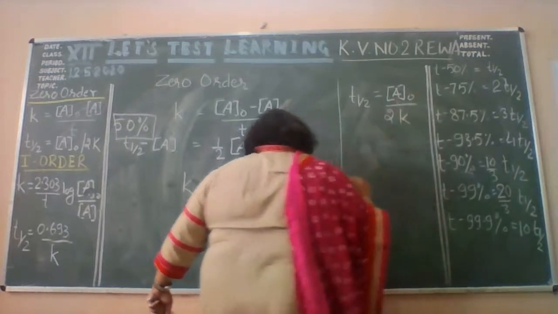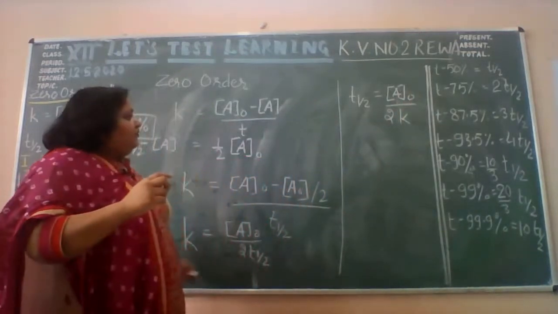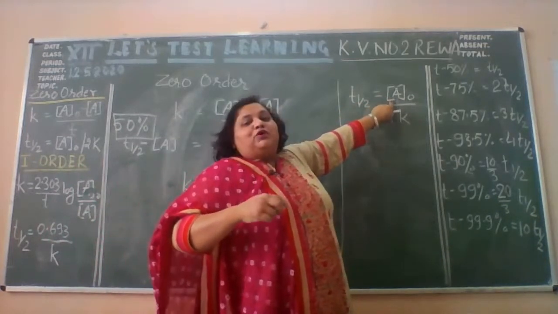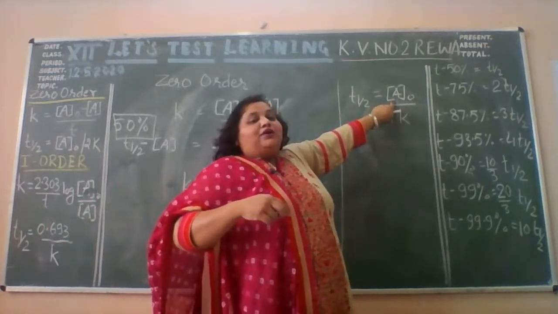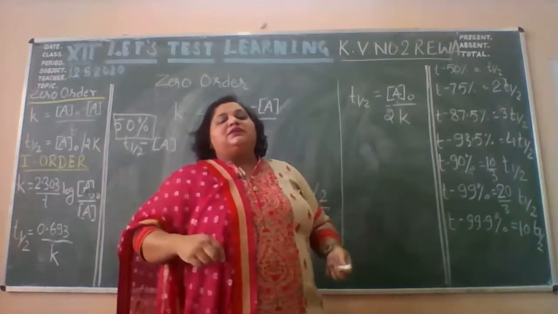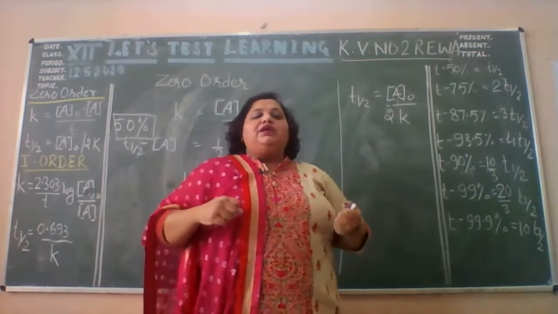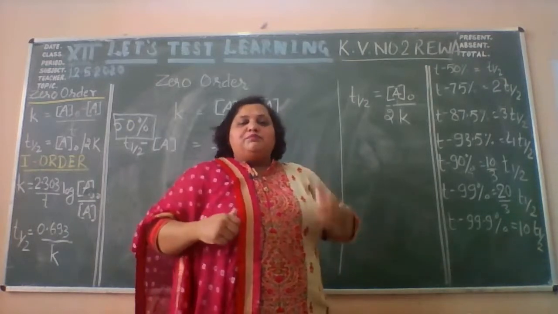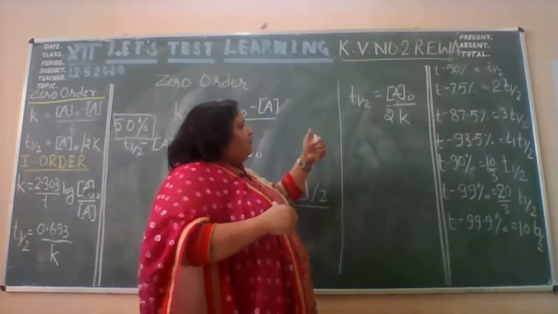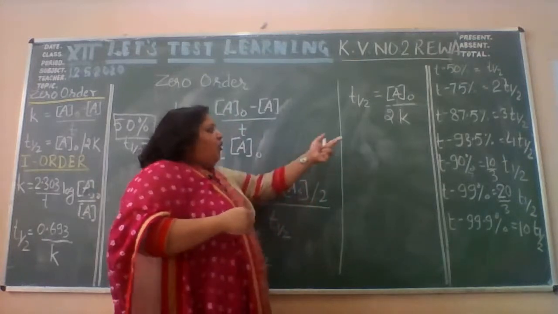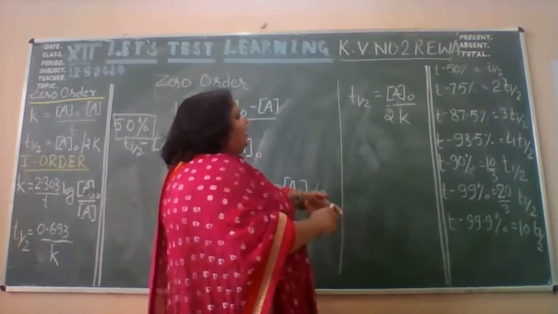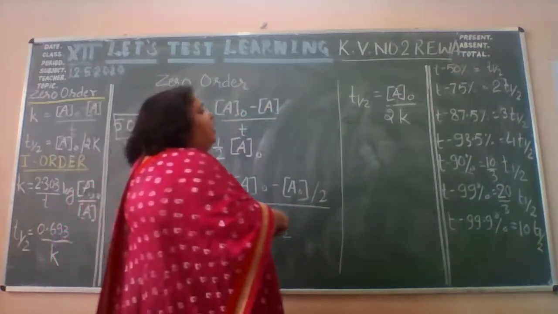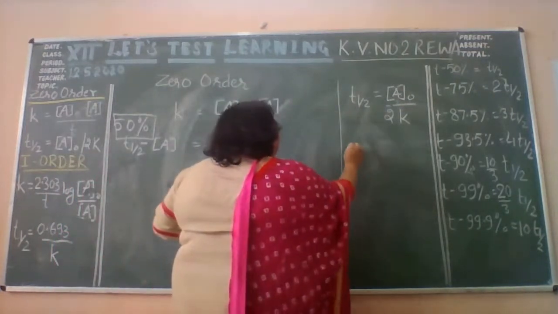Here you can see the T half is directly proportional to the A naught. This was the concept I just wanted you to learn from your side, because self-learning is the best tool and you will remember it best. Now you can compare that T half for the zero order reaction is A naught upon 2K.